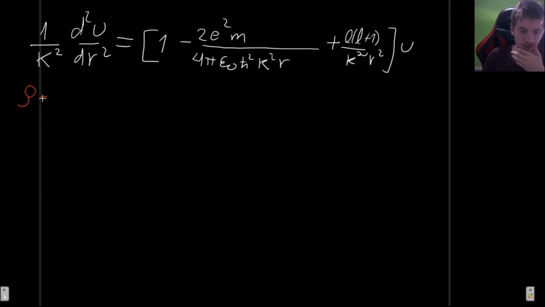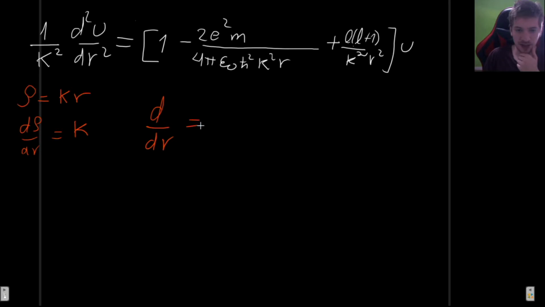We say, okay, some new variable rho will be k times r, because that way here we're going to just get a rho times k, and here rho squared. But what about this? So what is d rho dr? Well, this will just be k. And what is going to be this derivative with respect to r? Well, we have to apply the chain rule as we have done before.